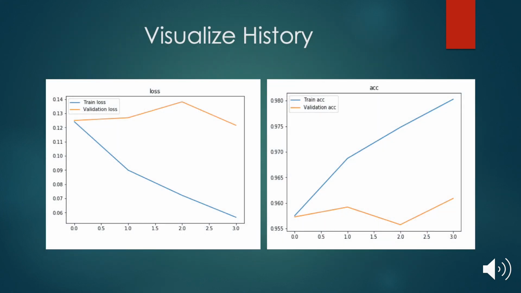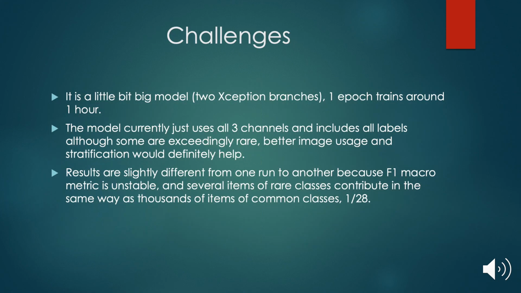Here are the plots of loss and accuracy for both training and validation sets. The challenges I see are: it is a little bit big model with two Xception branches. One epoch trains around 1 hour, which is a huge time. 4 epochs is not enough and hence need to be trained more. The model currently just uses all 3 channels and includes all labels, although some are exceedingly rare. Better image usage and stratification would definitely help.